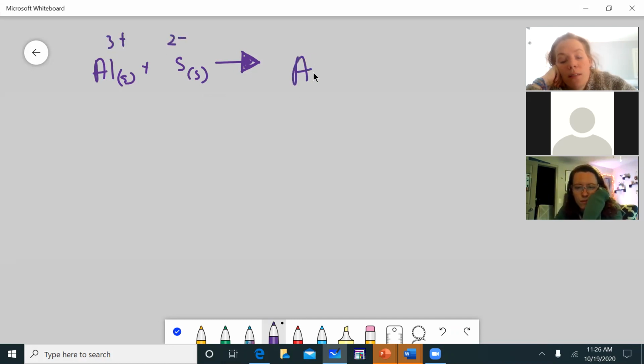So I'm going to flip-flop these to become Al2S3. It's not enough to just smush them together, ALS. We've got to make sure that we're charge balancing. From there, take inventory: aluminum, sulfur, 1 aluminum, 2 aluminums, 1 sulfur, 3 sulfurs. This should be pretty easy to balance. We just throw a 2 here and a 3 here, and we're balanced.